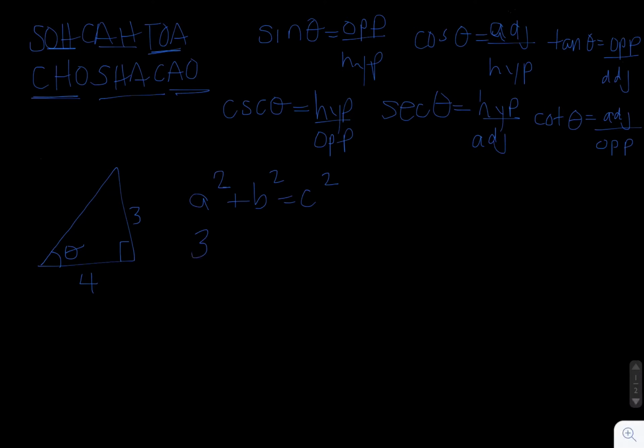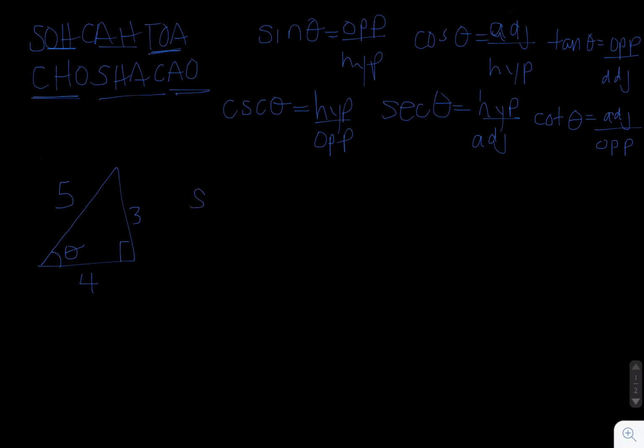So let's plug in our numbers. 3 squared plus 4 squared equals c squared. 9 plus 16 equals c squared. 9 plus 16 is 25 equals c squared. Take the square root of both sides, we get 5 equals c. So 5 is our hypotenuse. Okay, so now that we have that information, we can now work on our 6 trig identities.